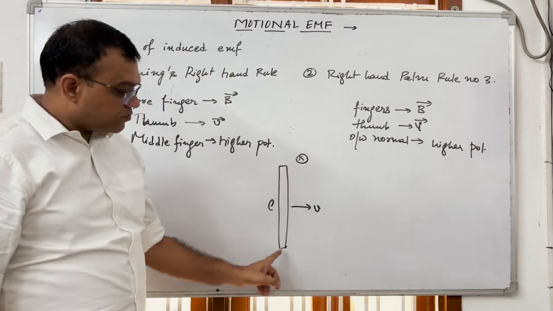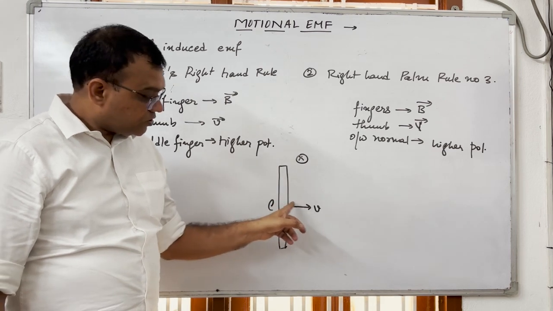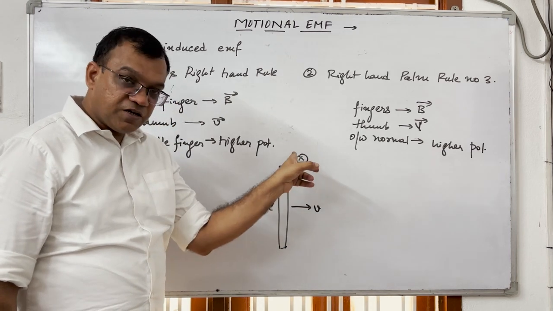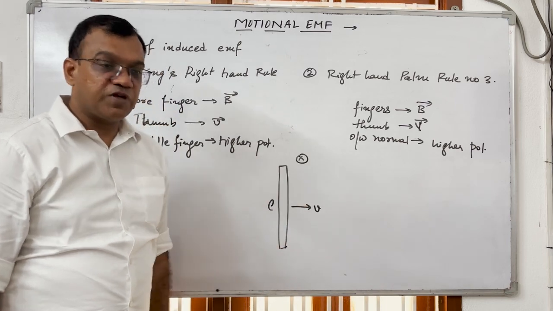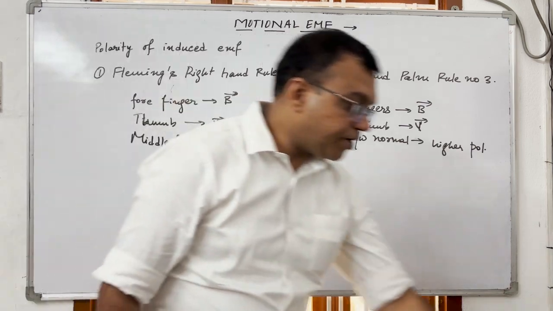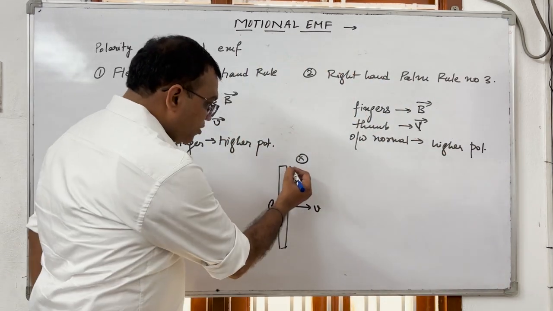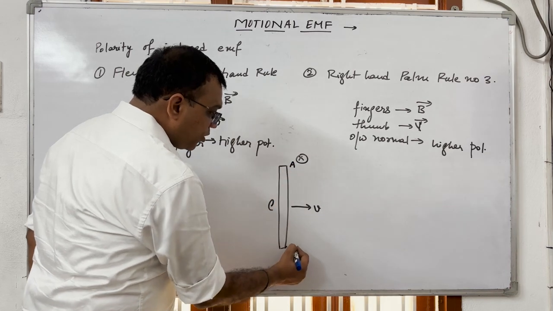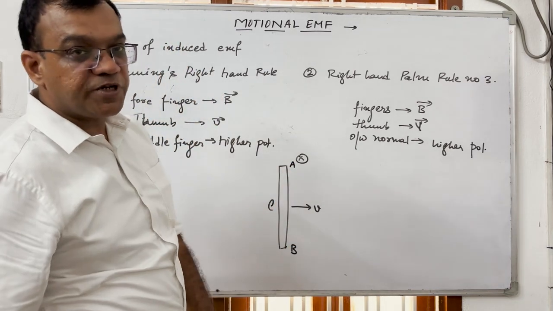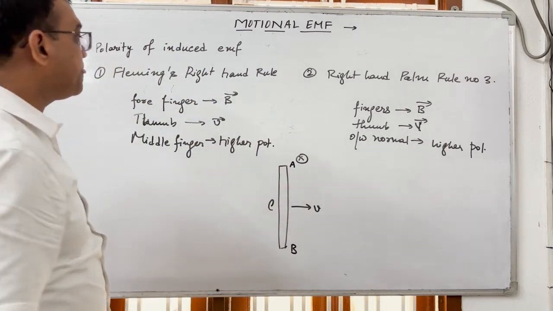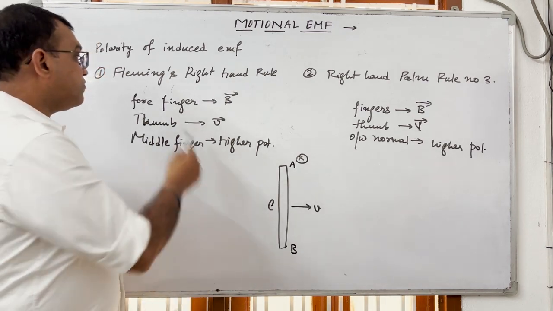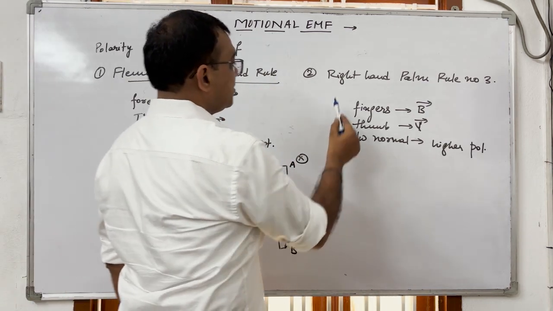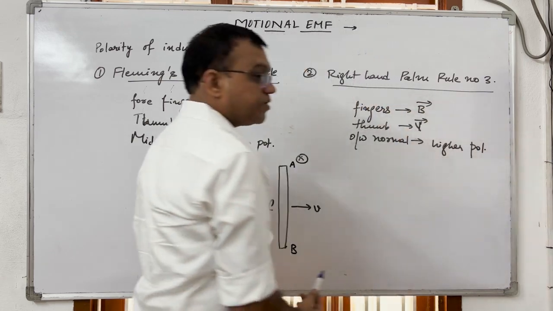We are considering one conducting rod which is moving in a magnetic field that is into the board, and in this direction it is moving. Now, which point will be at higher potential, point A or point B? This is what we are going to see. There are 2 rules to find the polarity. One is Fleming's right hand rule, and the second is right hand palm rule number 3.